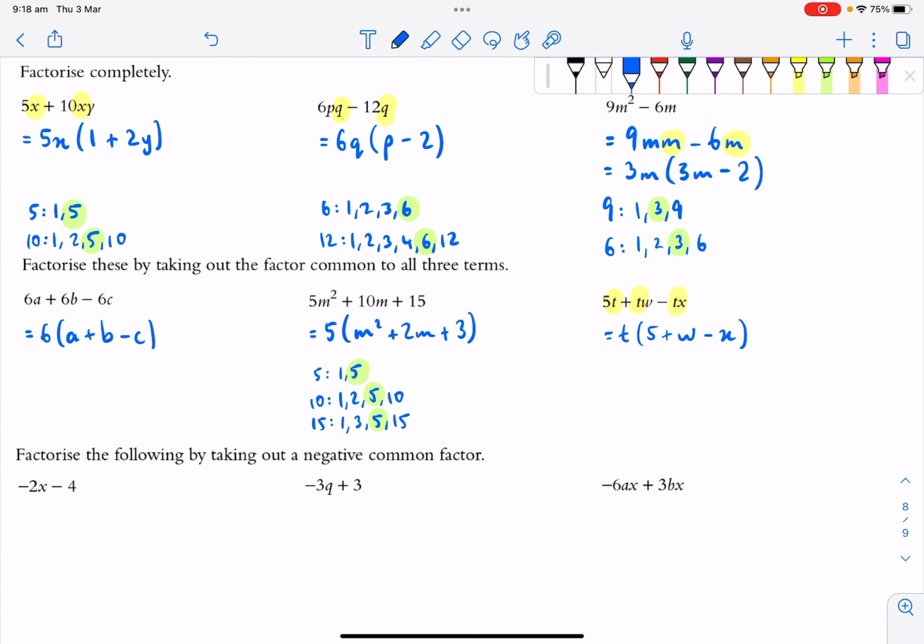All right, now finally, we have negative factorization. So what happens when the first term has a negative on it? Well, we're going to factor out the negative. And that's the first thing I want you to do. I want you to just write the negative. Then focus on the numbers.